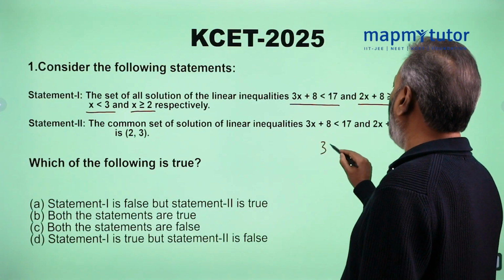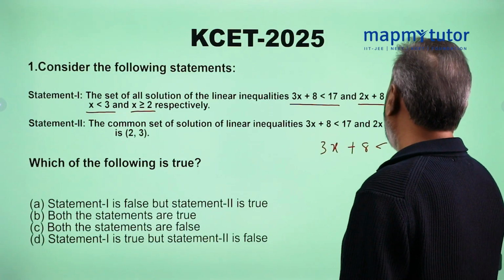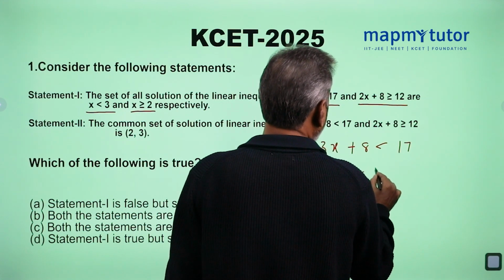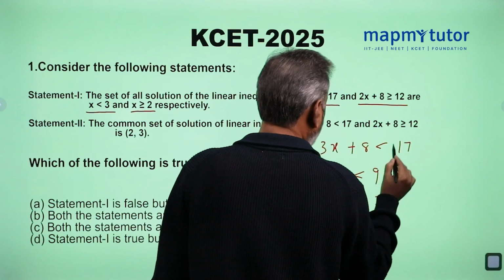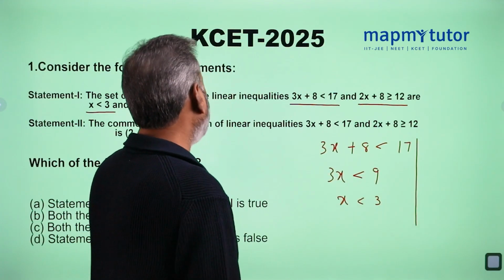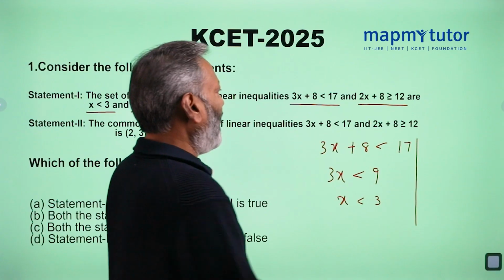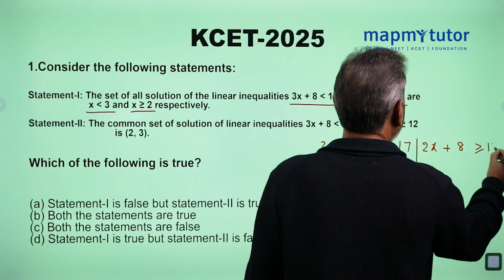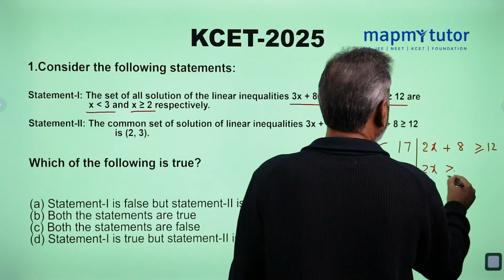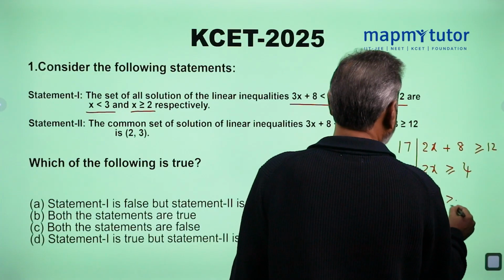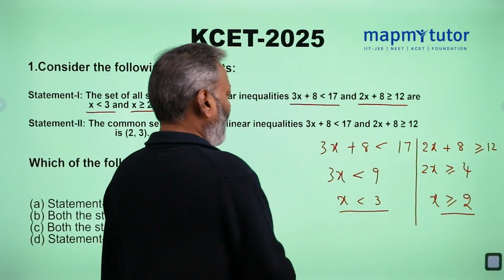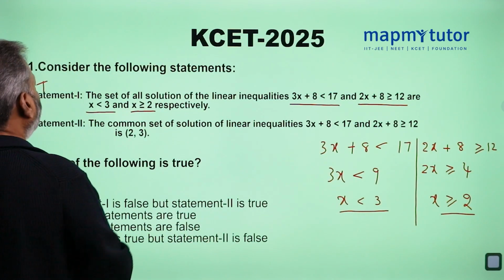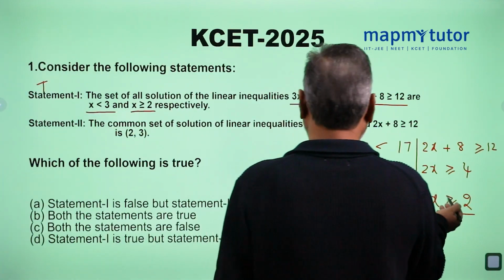So 3x plus 8 less than 17. If I send 8 to the other side, 3x less than 9. So x less than 3. The first solution, x less than 3, is it there? Yes. Now let us take the second one. 2x plus 8 greater than or equal to 12. So 2x greater than or equal to 4, and hence x greater than or equal to 2 is the second solution set. Yes, it is. Therefore, statement 1 is true, because the same solution sets are mentioned there.